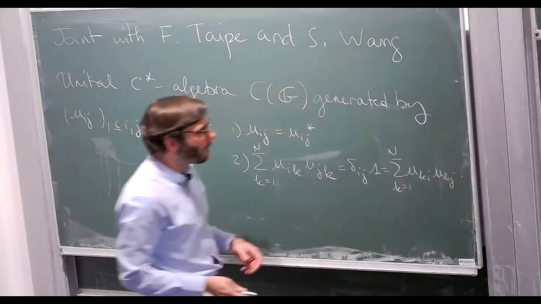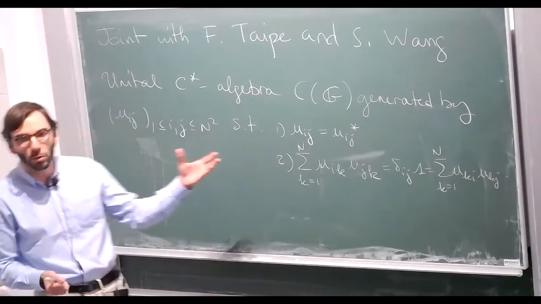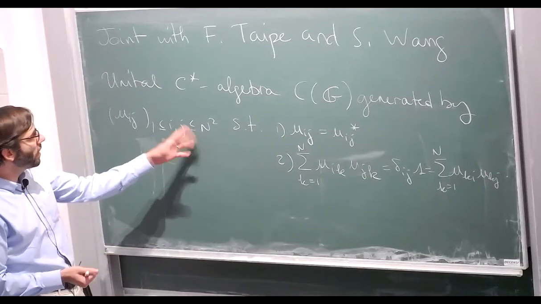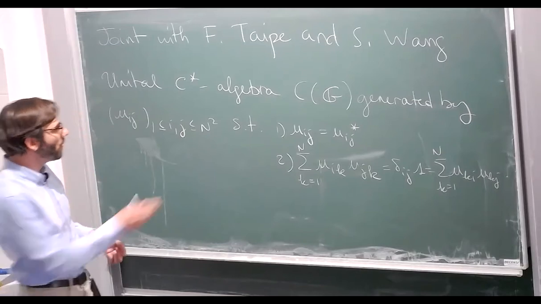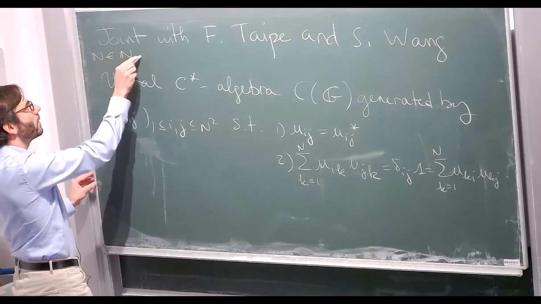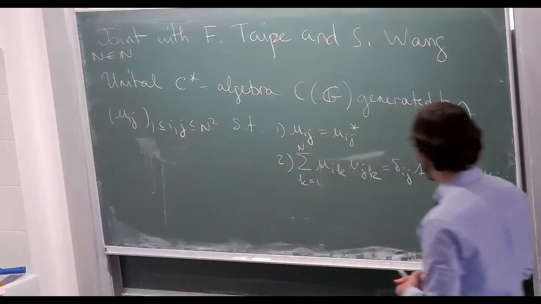Okay, so basically what I'm saying is it's a non-commutative space formed of orthogonal matrices. And n is an integer. You just fix an integer n. This will be the size of the matrices that we have in our non-commutative space.